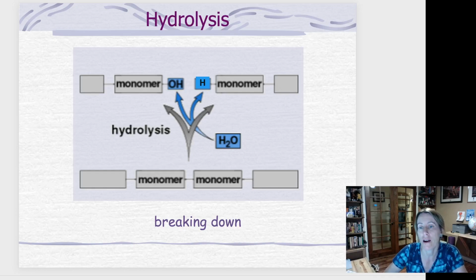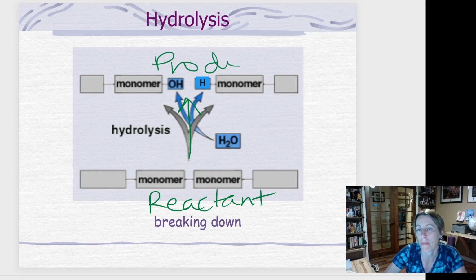So if we look at our reaction on this slide, first of all, we want to look at the arrow. The arrow is telling us that we're starting here and we're going this way, right? So this is our reactant. This is what we're starting with. And this is our product up here.